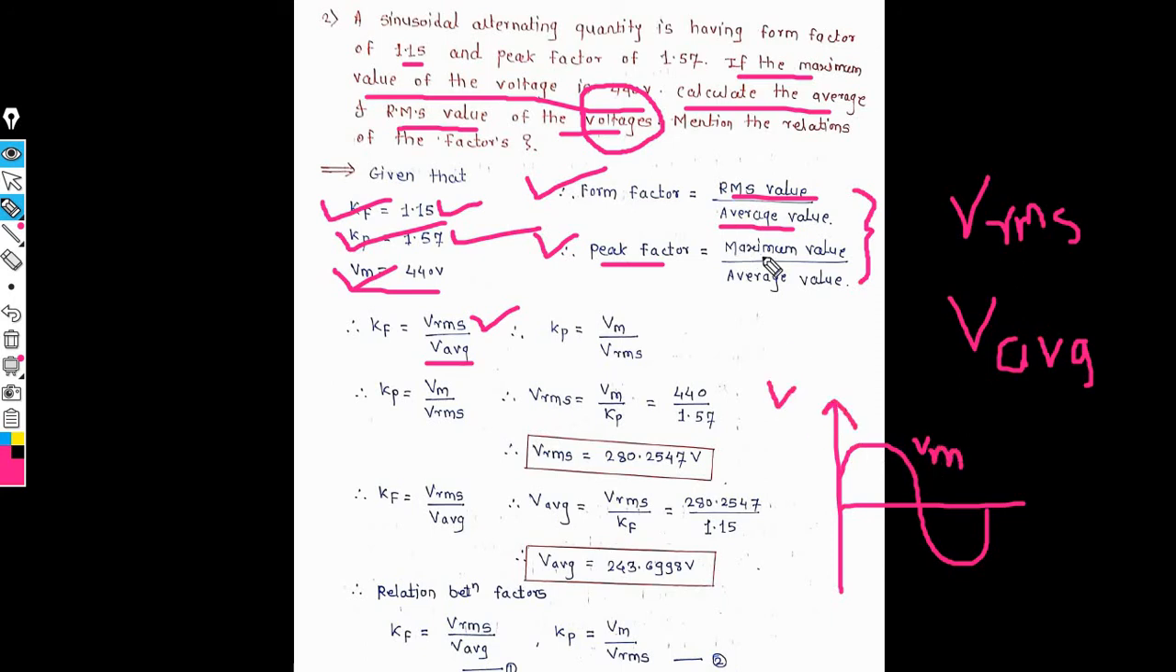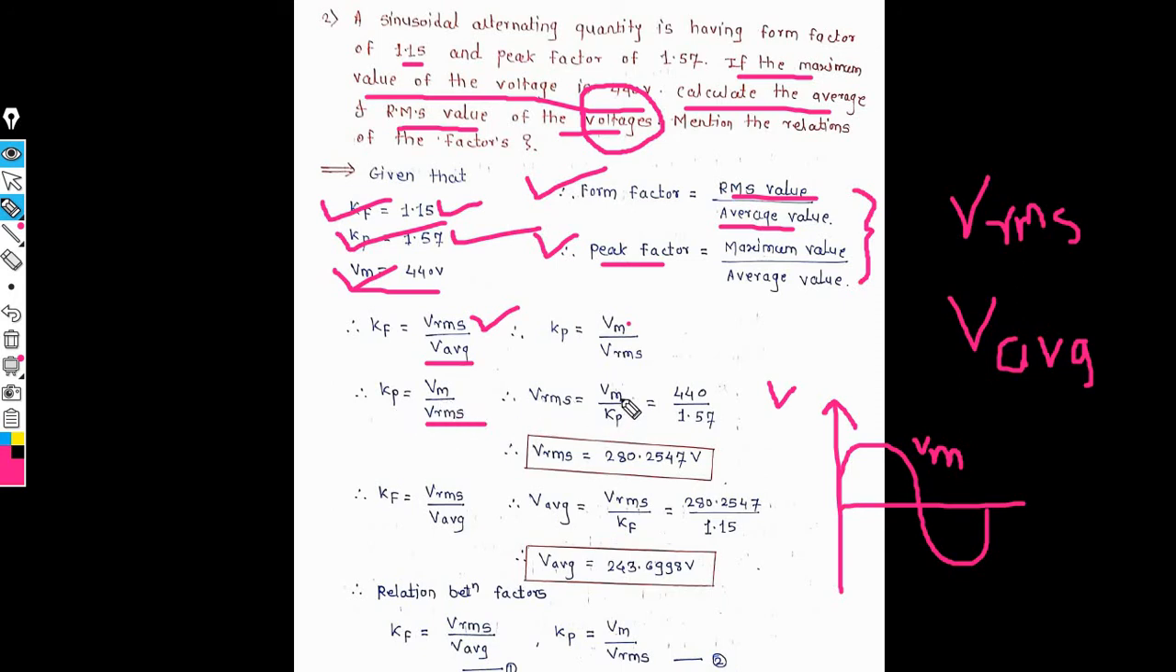So that is the maximum value, that is Vm. Then the average value and the peak factor. We need to calculate each and every parameter in terms of form factor and peak factor. Then Kp is equal to Vm upon Vrms. Also, rearranging the equation, Vrms is equal to Vm upon Kp.